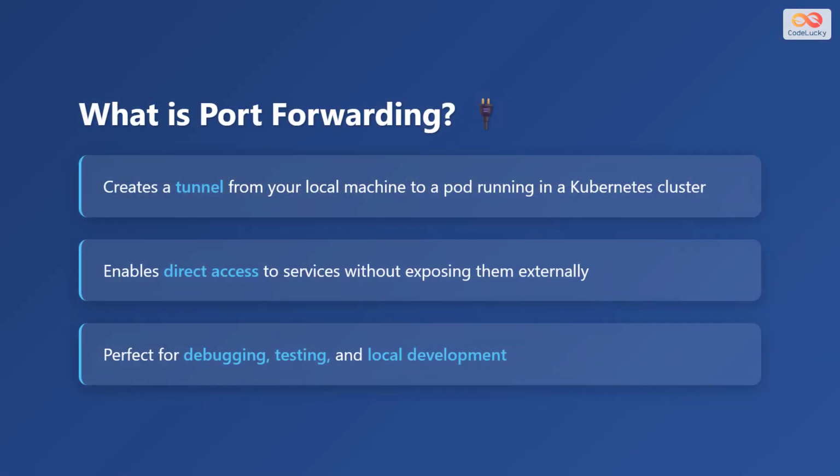Port forwarding creates a secure tunnel from your local machine directly to a pod running in a Kubernetes cluster. This enables direct access to services without needing to expose them externally through ingress controllers or load balancers. It's perfect for debugging, testing, and local development workflows where you need quick access to cluster resources.